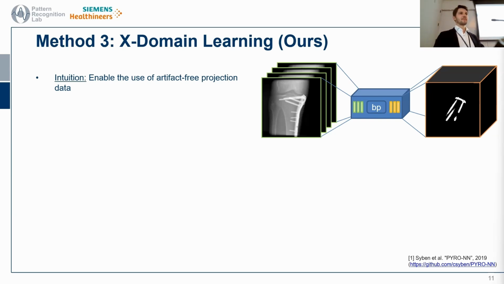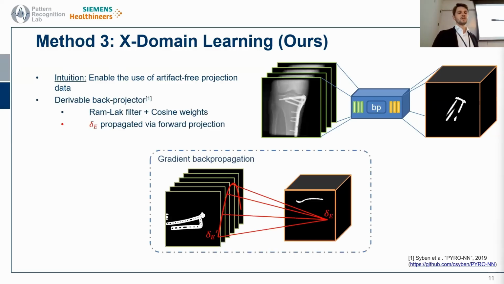Then in the middle, we have a back projection operator, and on the right side, there are some computations on the reconstruction domain side. To enable this kind of model, we obviously need a back projector that is differentiable, such that we can train this model in an end-to-end fashion.